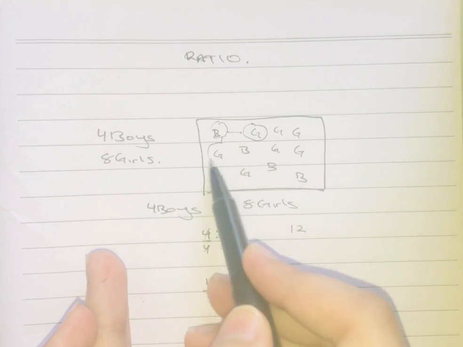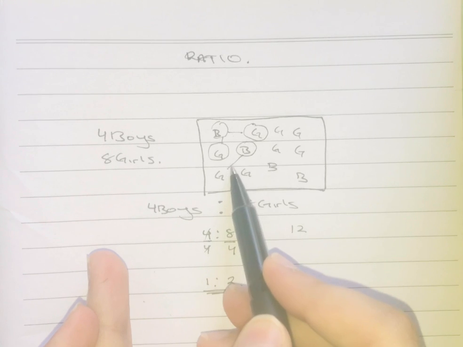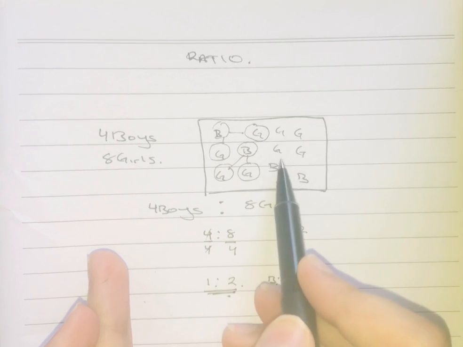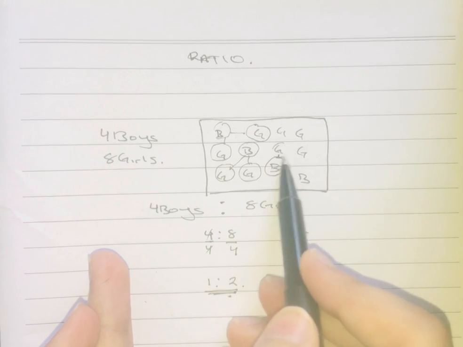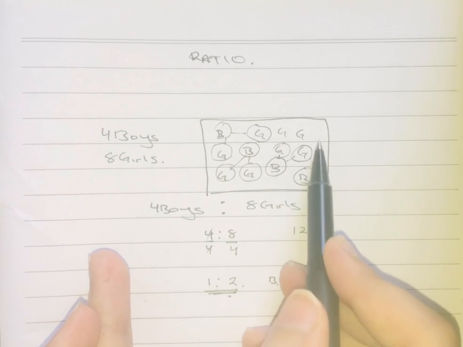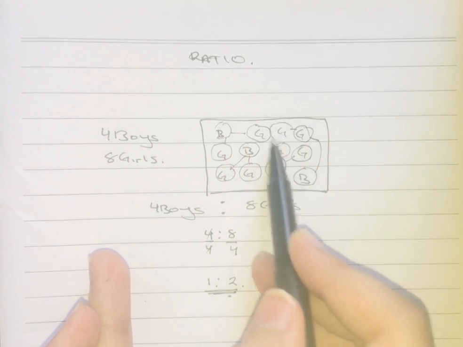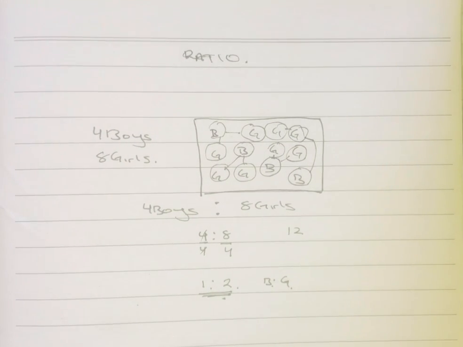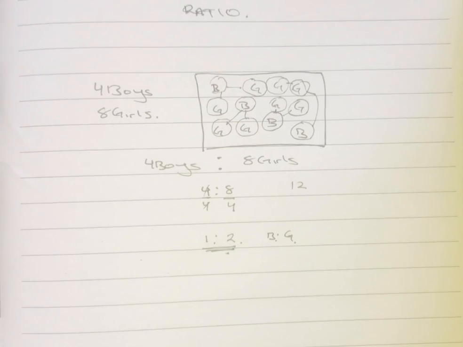Let's see if that's right. Every one boy, there are two girls. Wow, that's true, isn't it? So we were right. Now you know the concept of ratios.